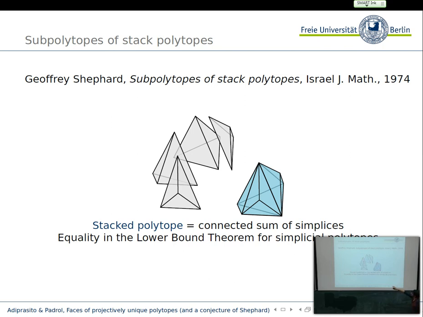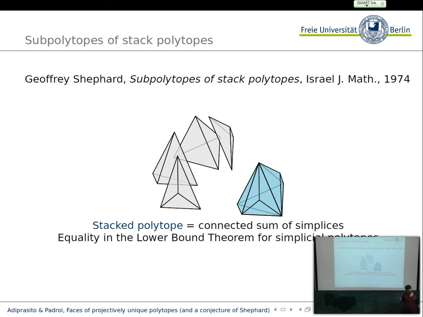Nowadays we call it stacked, he called it stack, but I can't pronounce the difference anyway. So a stack polytope, you get it by starting with the simplex and putting a point very close to a facet of the simplex. You get a new polytope and you keep doing that on facets. So you get your stack polytope, and you find a point which is extremely close to a facet of the stack polytope, and you get a new polytope. That's a stack polytope. And they are important for many reasons, mainly because they are those that have the minimal number of facets among all simplicial polytopes.